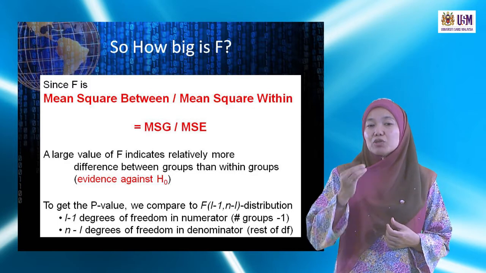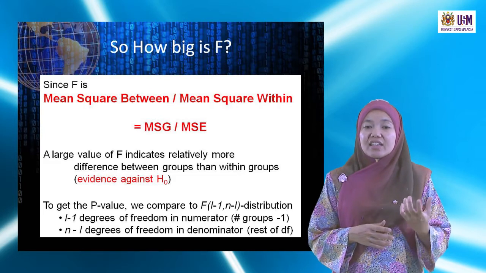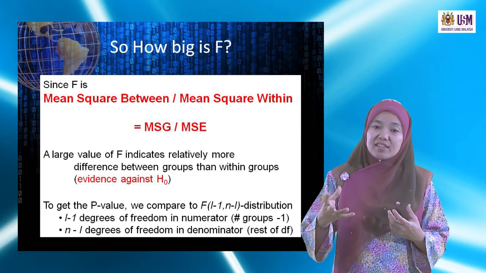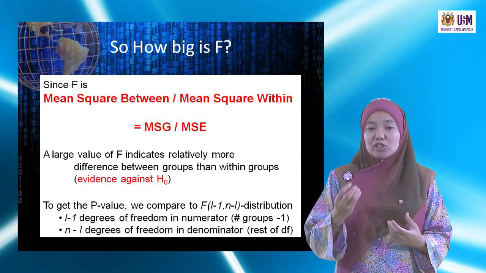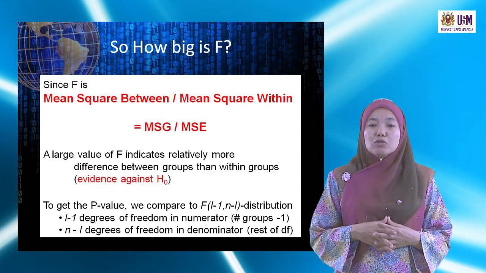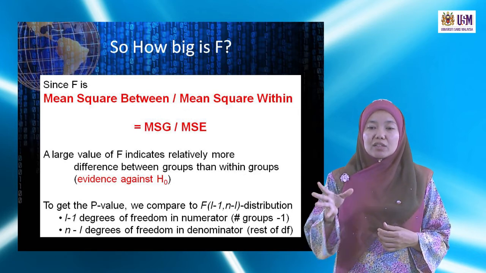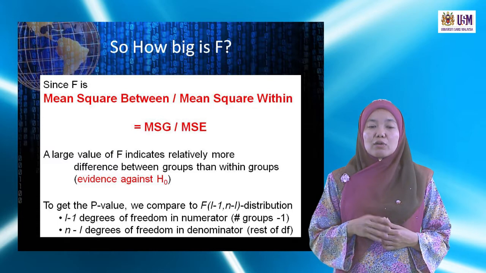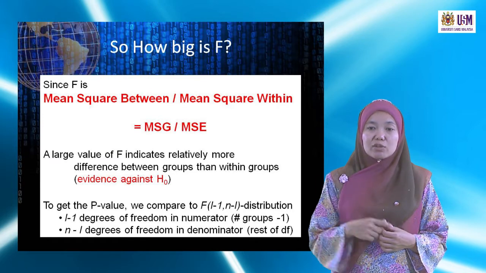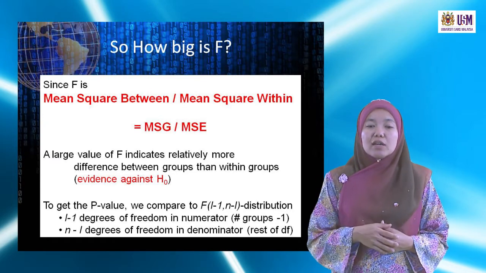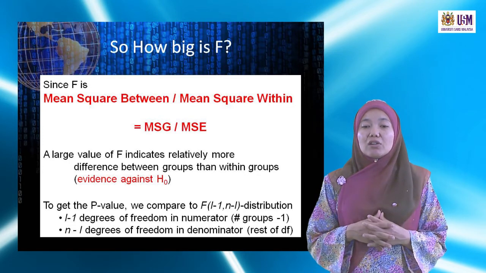In this case, a large value of F means your numerator is higher. It indicates that relatively more difference between groups exists than within groups. So this is taken as evidence against H0. To get the p-value, we can compare with the F distribution with L minus 1 and N minus L degrees of freedom, where L minus 1, the number of groups minus 1, is the degrees of freedom in the numerator, while N minus L is the degrees of freedom in the denominator, that means the rest of the degrees of freedom.